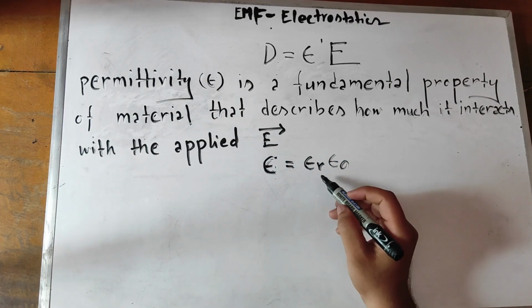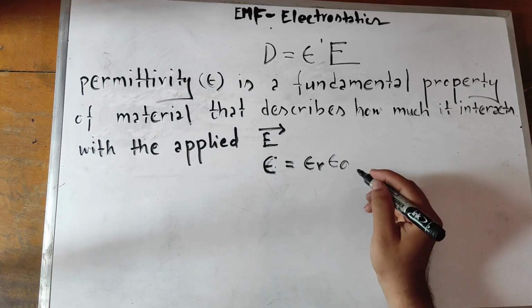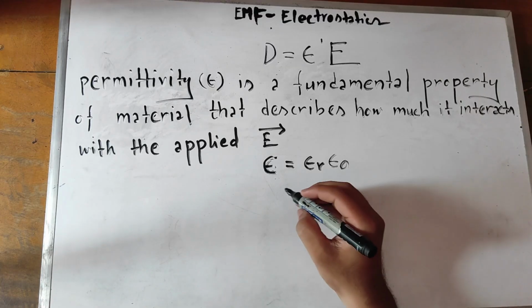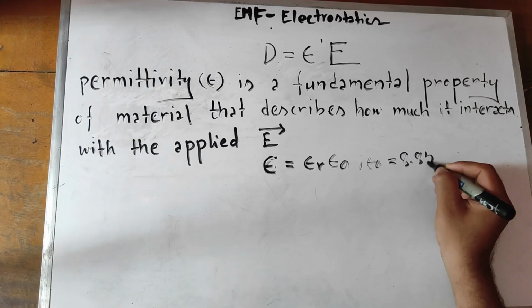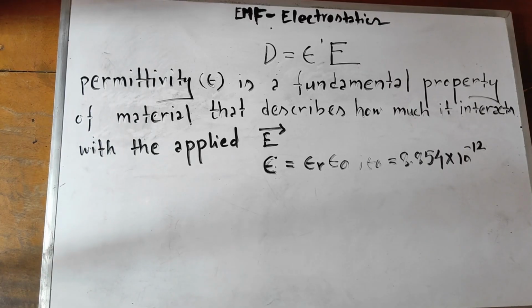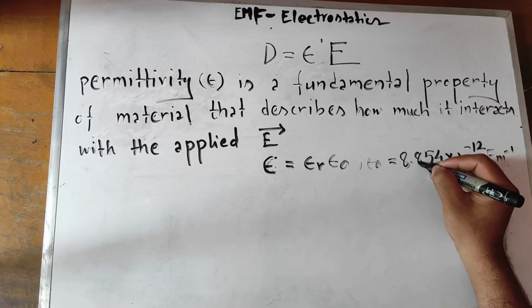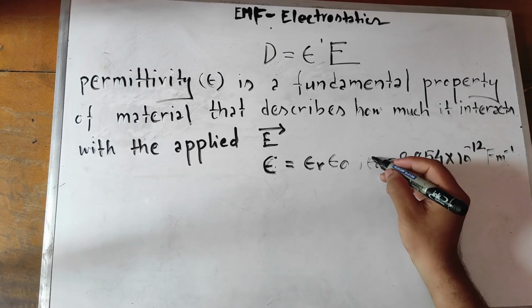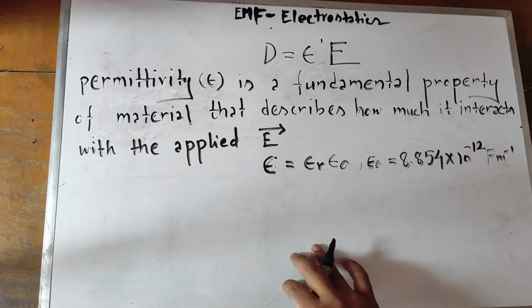So the permittivity is the product of relative permittivity, this is called relative permittivity, and this is the permittivity of free space. Permittivity of free space is 8.854 into 10 to the power minus 12 farad per meter. So permittivity is per meter. So this is the permittivity of the free space or vacuum. So permittivity is very important to understand.